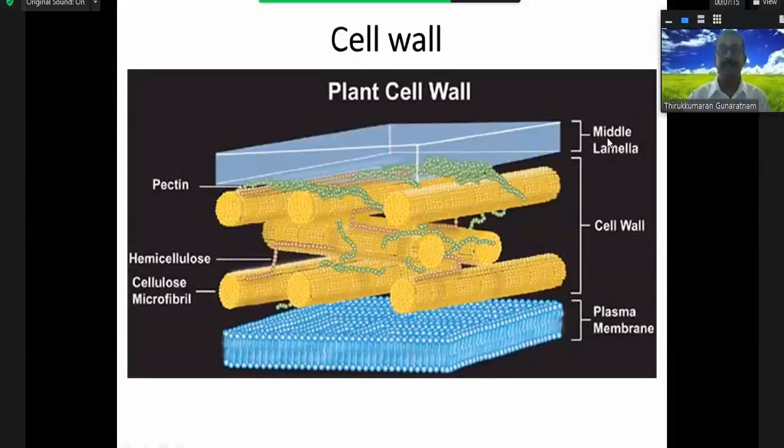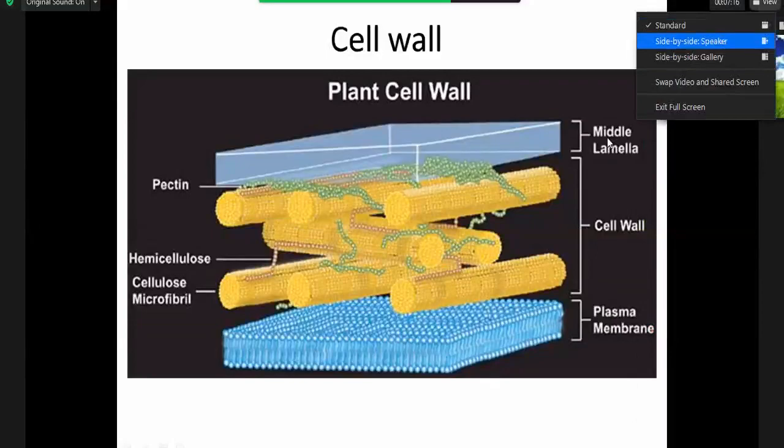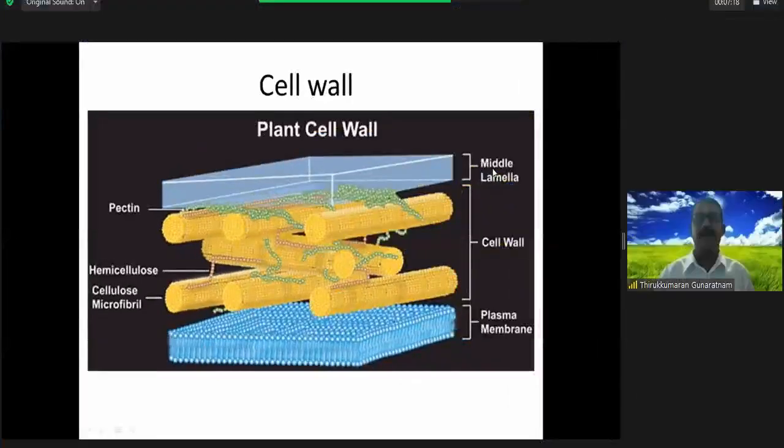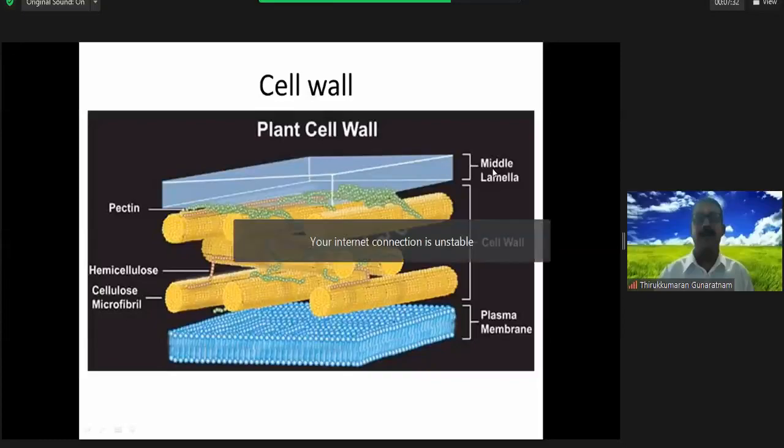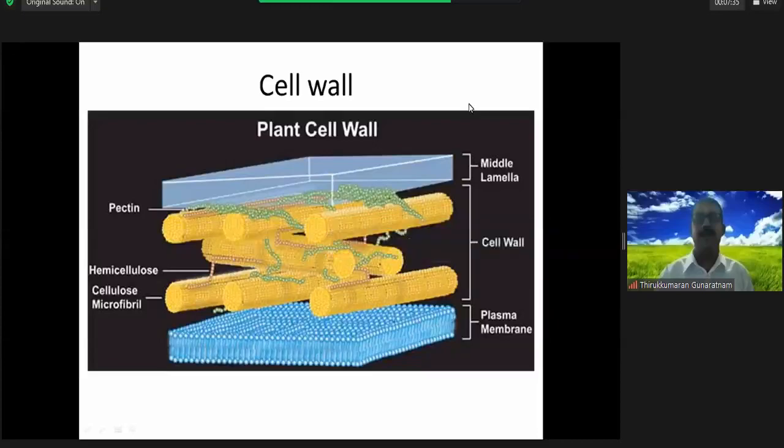Last class we already covered cell biology. We know the importance of cell biology because later we are going to study genetic engineering and somatic hybridization, which are quite important. In cell biology, I have told you there is a big difference in the plant cell.